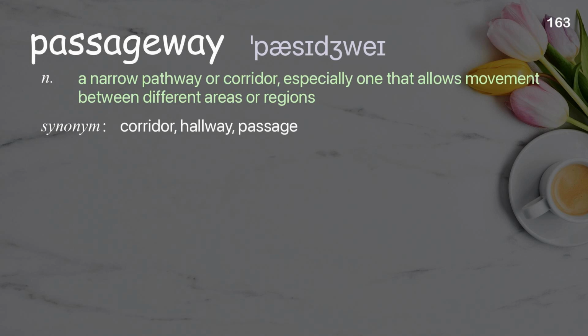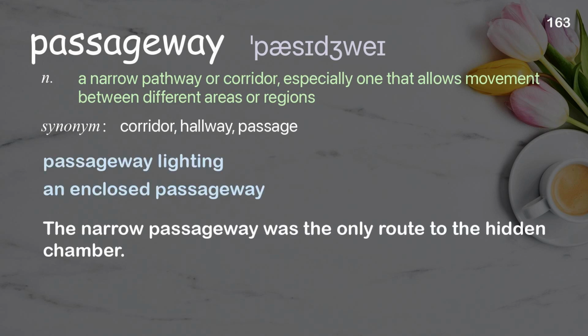Passageway. A narrow pathway or corridor, especially one that allows movement between different areas or regions. Examples: Passageway lighting. An enclosed passageway. The narrow passageway was the only route to the hidden chamber.